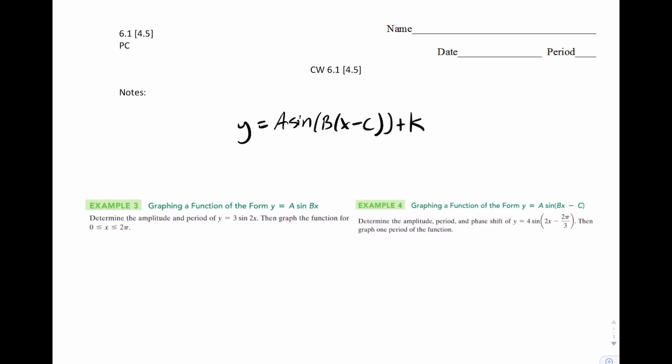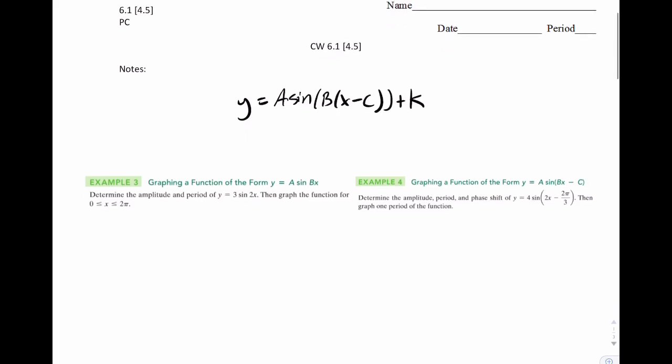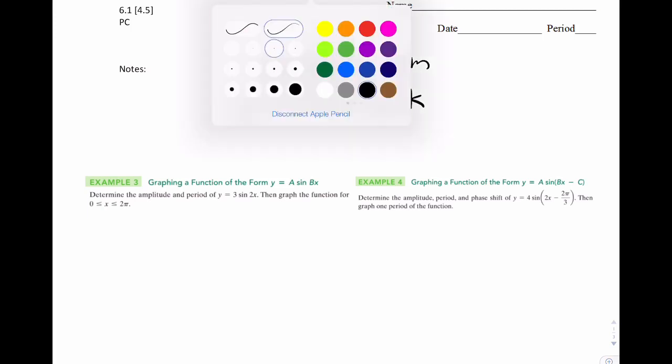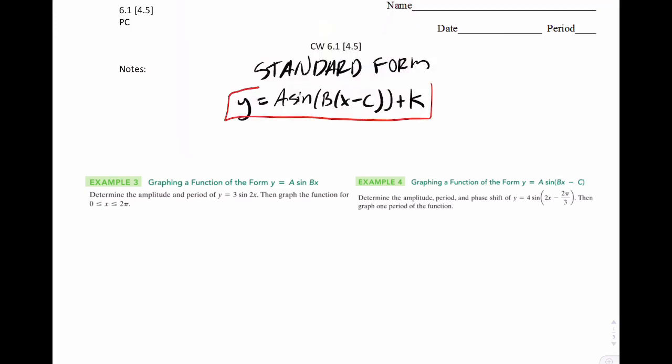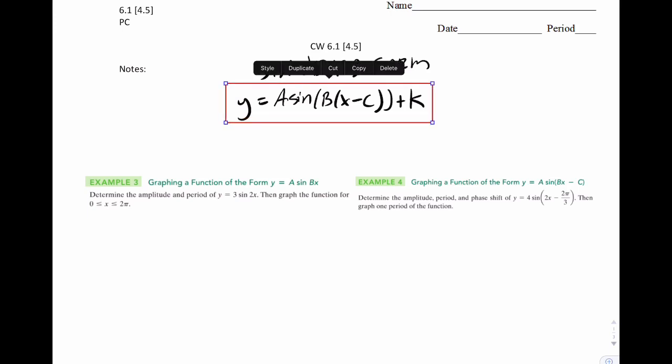Today we're working on class rec 6.1 or 4.5. We're going to be graphing sine and cosine waves. So first thing to do is in your notes, write down the formula I've written on my paper already. This is what I call standard form, meaning you want all of your equations to look like that before you graph it. So it'll be important to understand this, and I'm going to box that because that's pretty much all we need for today. I recommend you do the same.